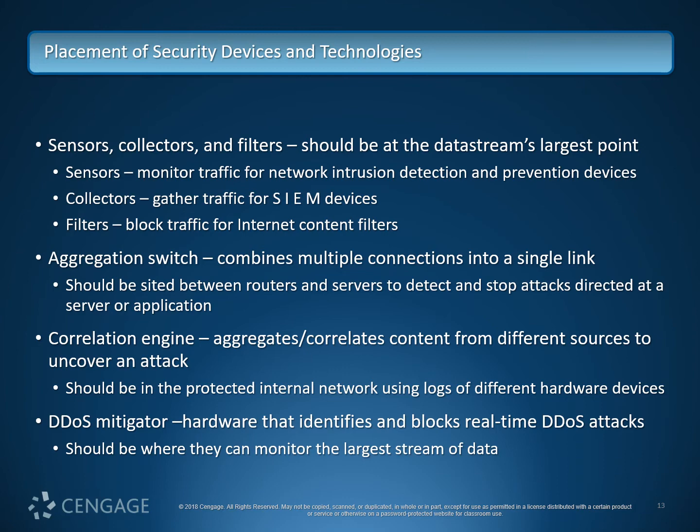Aggregation switches. This is where we combine multiple connections into a single link. They should be sited between routers and servers in order to detect and stop attacks directed at a server or application. So they need to be in the junction between local and remote traffic. This is going to funnel everything down into a kind of bottleneck. But aggregation switches tend to be built well enough to where they do not negatively affect network traffic unless there's something wrong with their configuration. Again, bad configuration can lead to completely negating the benefits of the hardware in the first place.